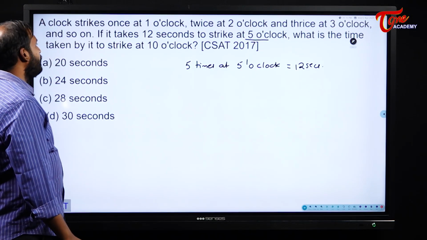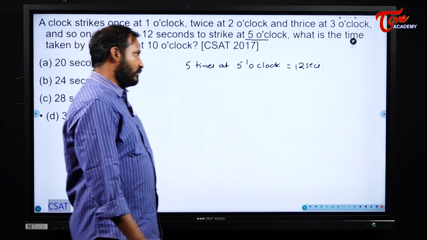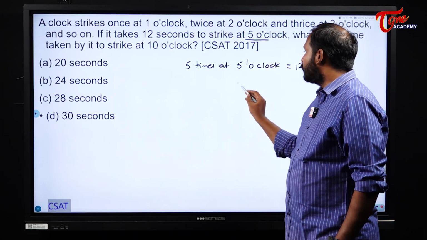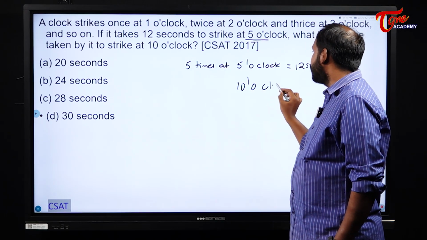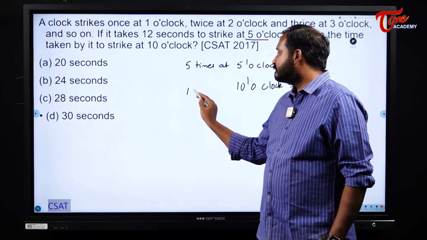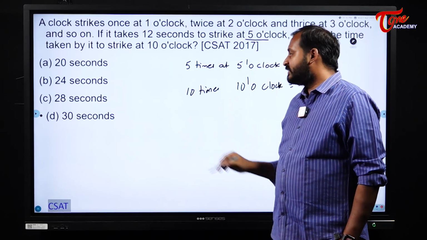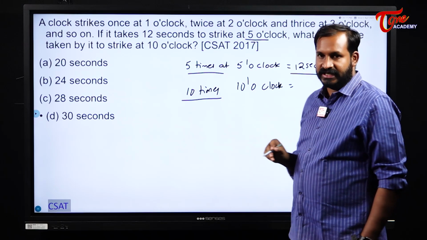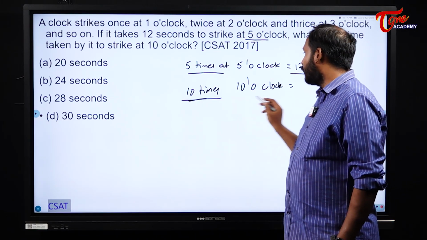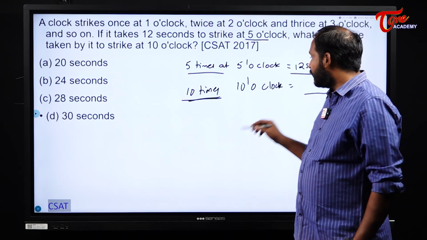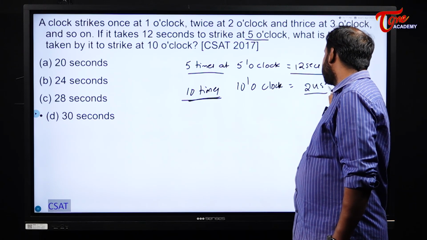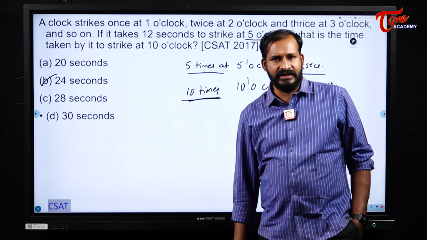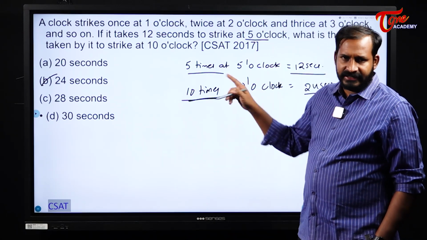What is the time taken by it to strike at 10 o'clock? Very simple. At 10 o'clock, how many times will it usually strike? 10 times, right? So, for 5 times it is taking 12 seconds of time. For 10 times, what time will it take? For 10 times, it will take 24 seconds. So, simple basic understanding question only. No need to apply any clocks concept here. Just a directly related concept.